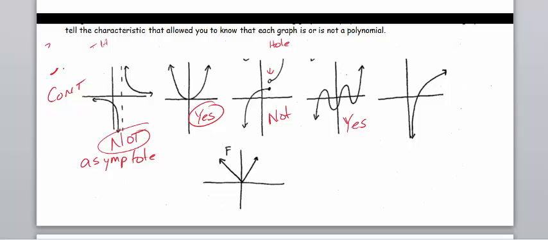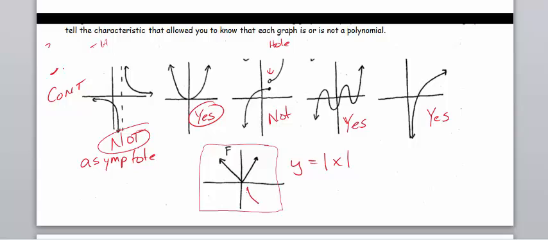Our next one over here, as we're looking at it, is it smooth and continuous? It sure looks like it is, so we're going to say yes, it is. Our last one down here at the bottom is a little bit more careful. This is an absolute value function. You may remember from Algebra 1, this is the equation y equals the absolute value of x.